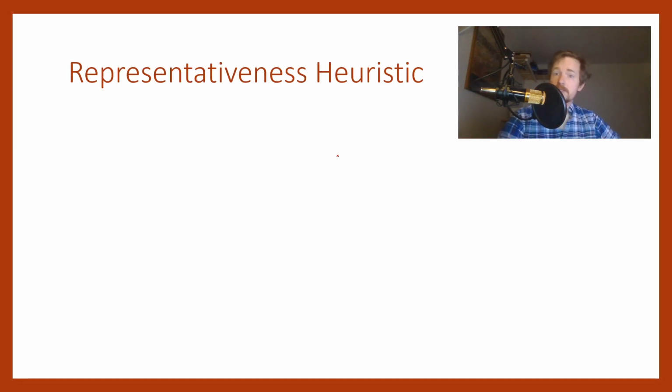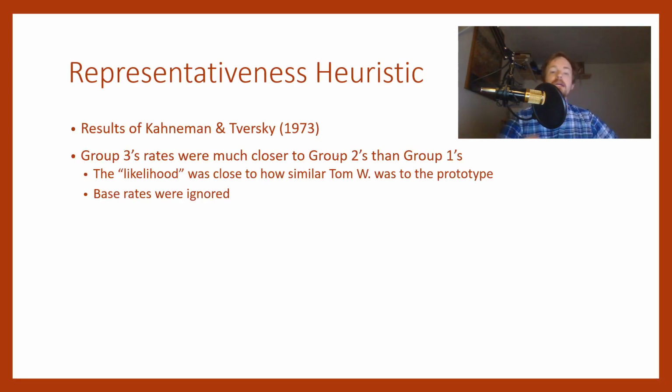Did you catch what it was? So basically the group 3 rates are much closer to group 2's decision than group 1's decision. So how is that an example of a heuristic? Basically, the whole purpose of group 1 was to highlight and explain what the base rate probabilities of graduate programs are. We basically rank them in terms of how populous they are, so we have an idea about what the most popular graduate programs are.